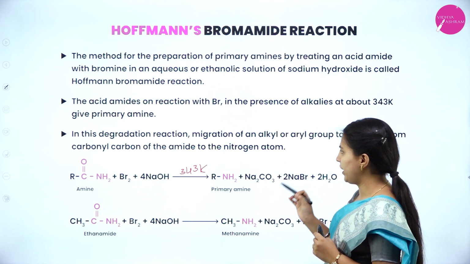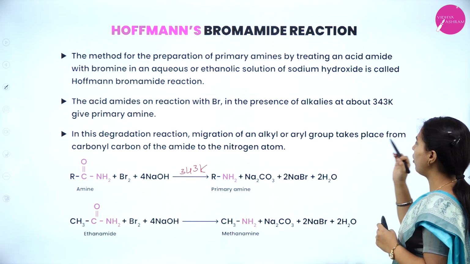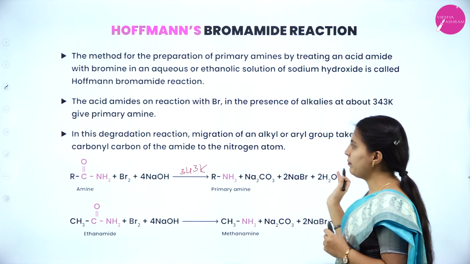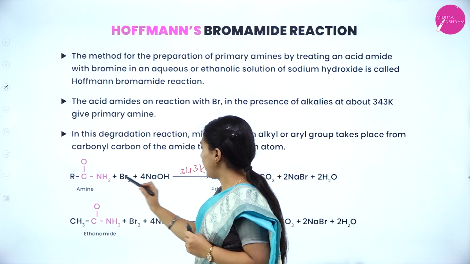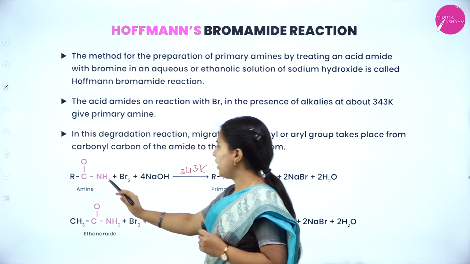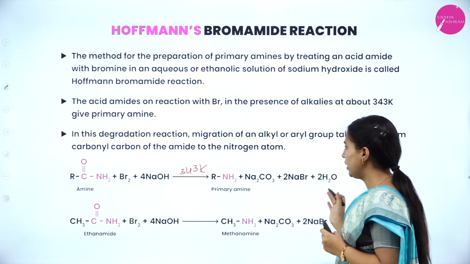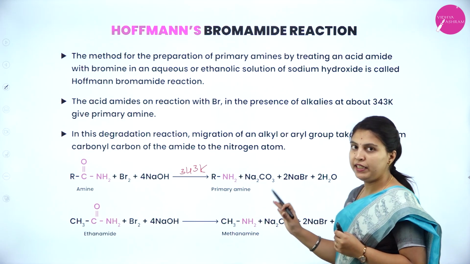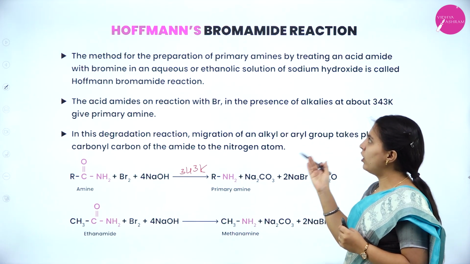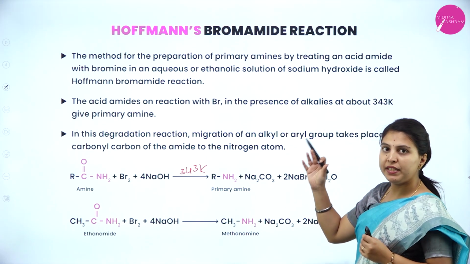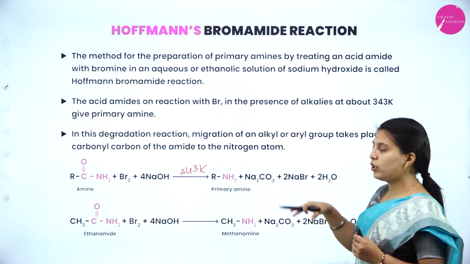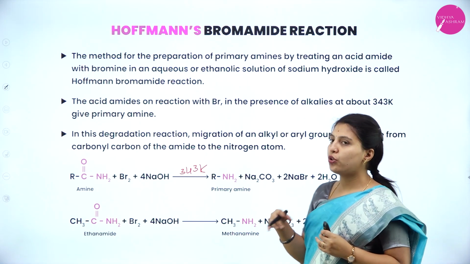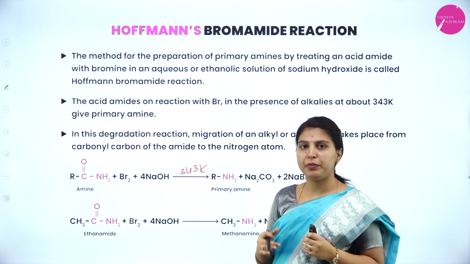In this degradation reaction, migration of alkyl or aryl group takes place from carbonyl group of the amide to the nitrogen group. Okay, this carbonyl group will be migrated to form the primary amine group. That reaction will be called Hoffmann's bromamide, means bromine plus amide reaction, bromine and amide molecules will take part in this reaction. So Hoffmann's bromamide reaction will be called.